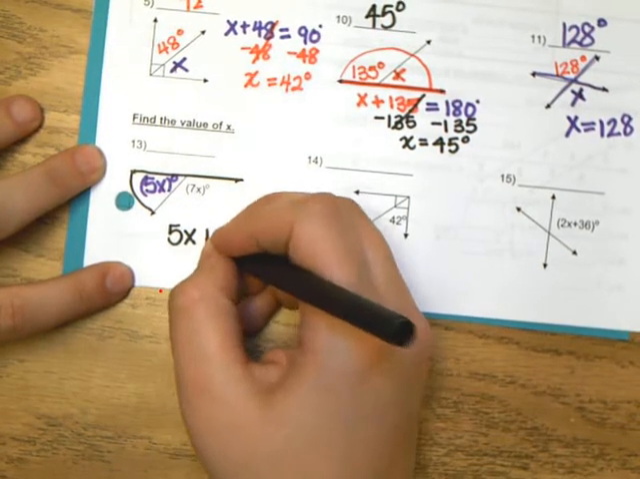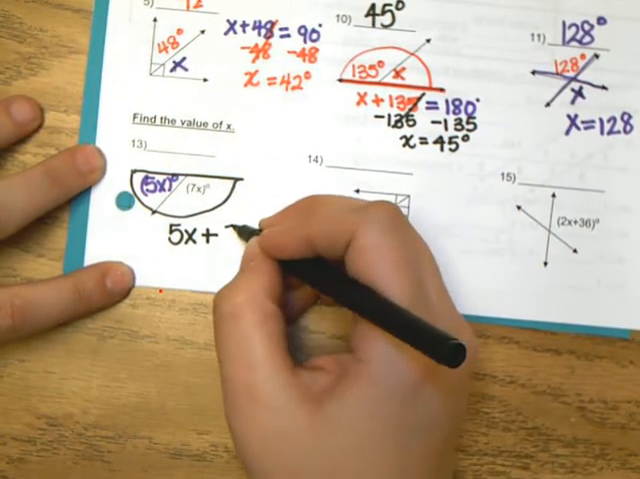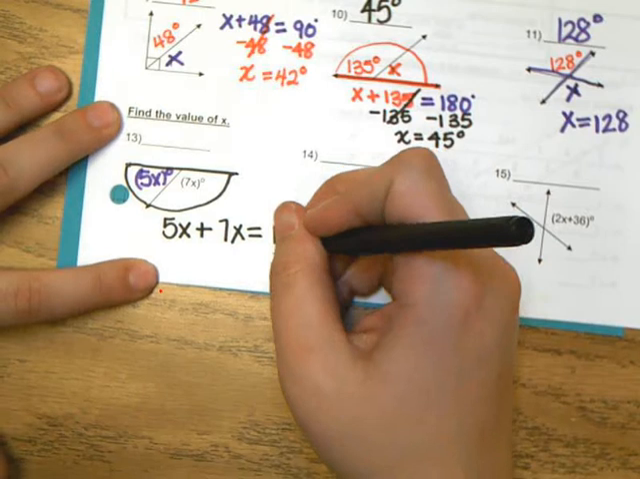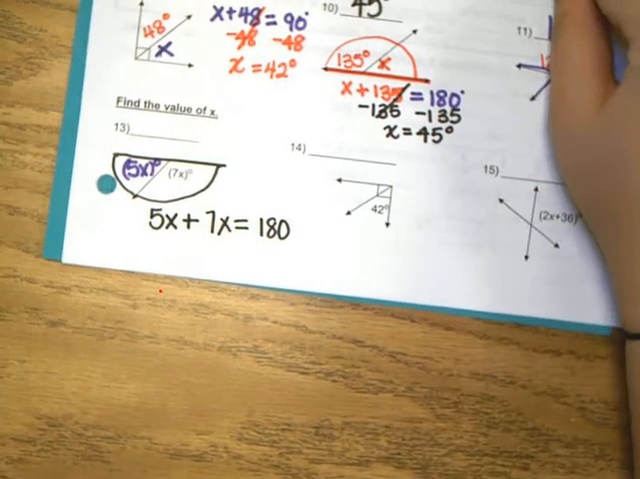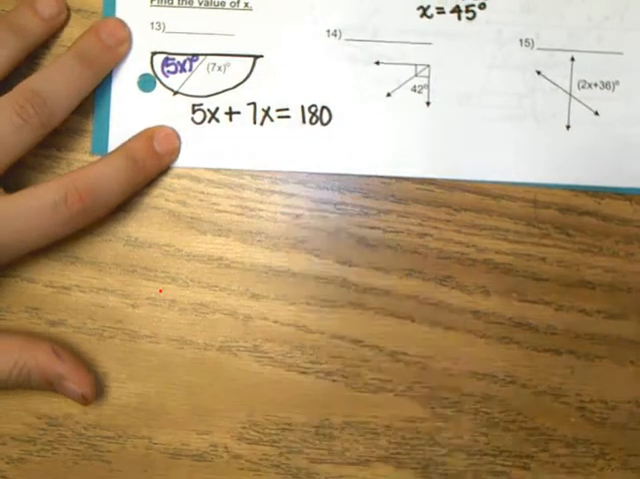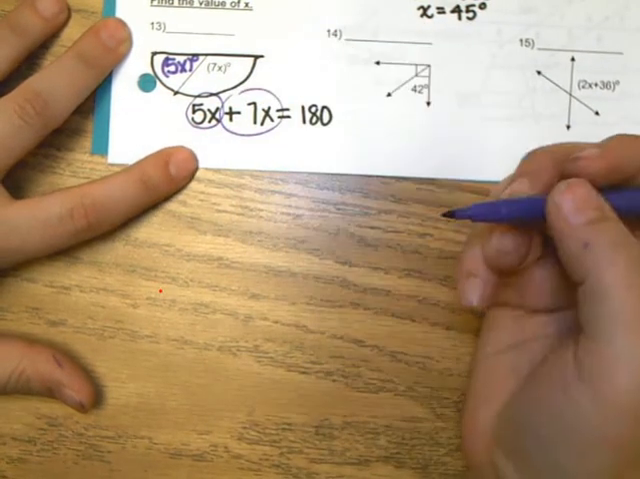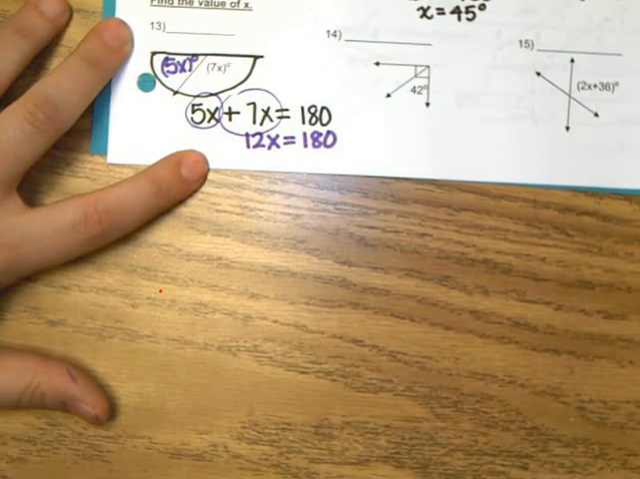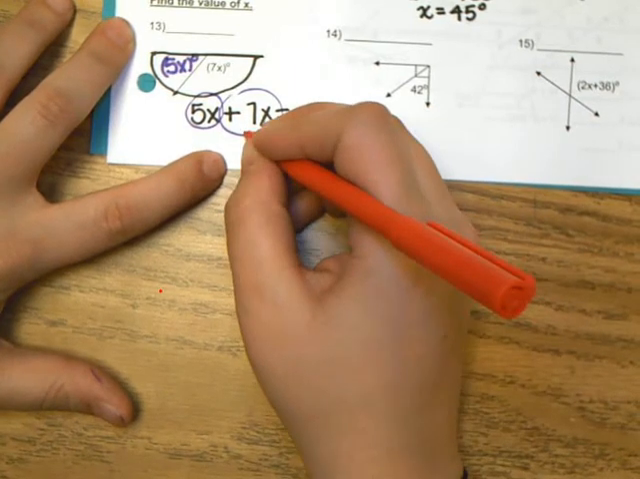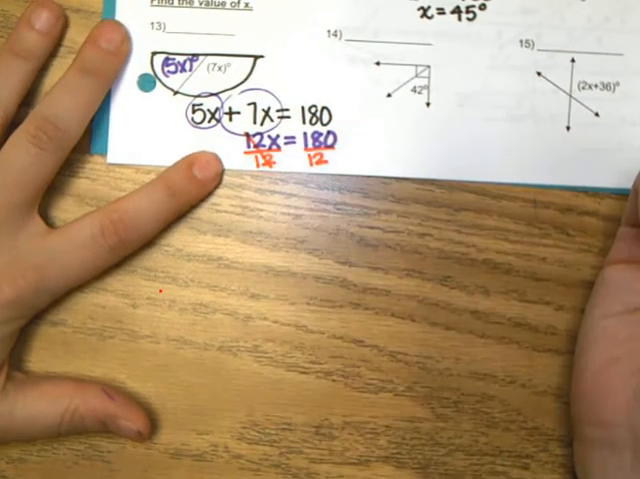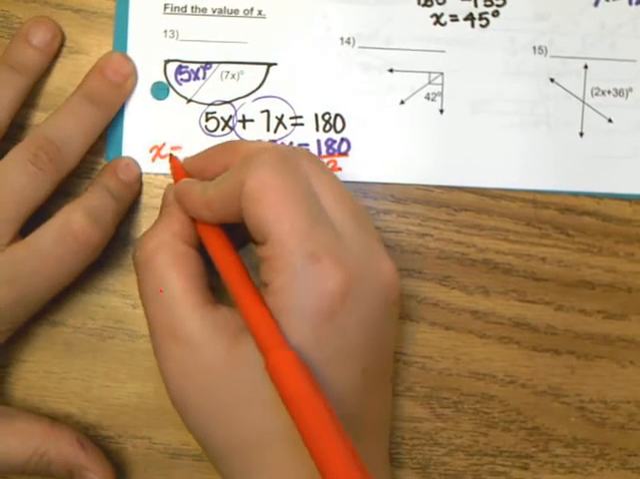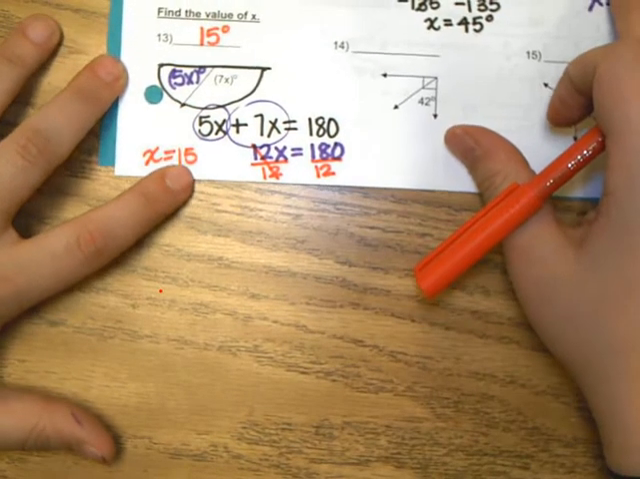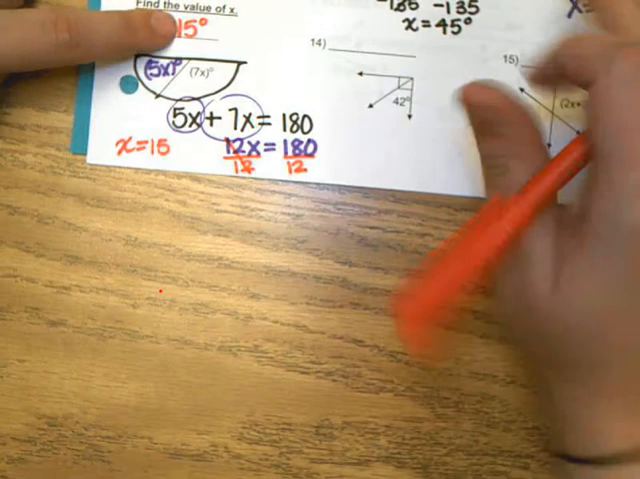So if we look at number 13, I see a straight line. I know that this angle plus this angle equals, together they are supplementary, together they add to 180. So we're going to simplify 7x and 5x. That makes 12x. And then divide by 12. And we'll get x equals 15.